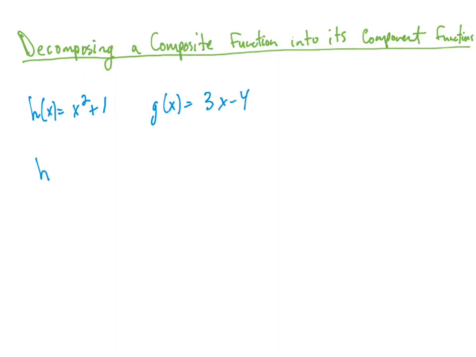So if we had h circle g of x, what we're doing is we're taking the g function and putting it into x for the h function, so we'd end up with (3x minus 4) squared plus 1. We can multiply this out. So that's how we perform a composition of functions. We take two functions and we compose them.